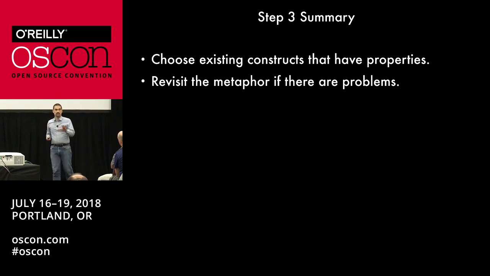All right, so this is end of step 3. We've got a running model. We needed to choose constructs that preserved the properties that we explored in the second step. And if you have a problem, revisit your metaphor. Don't add more problems to it, trying to hack it to get it to work, which is what I do too. So like, I know the temptation.